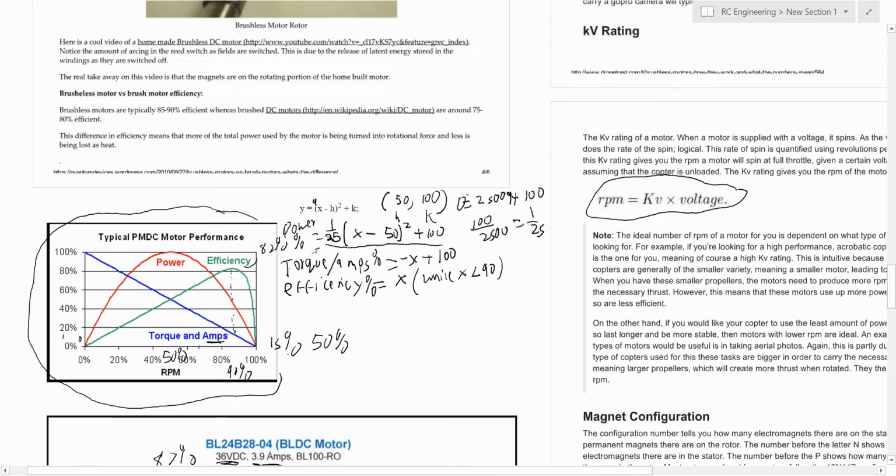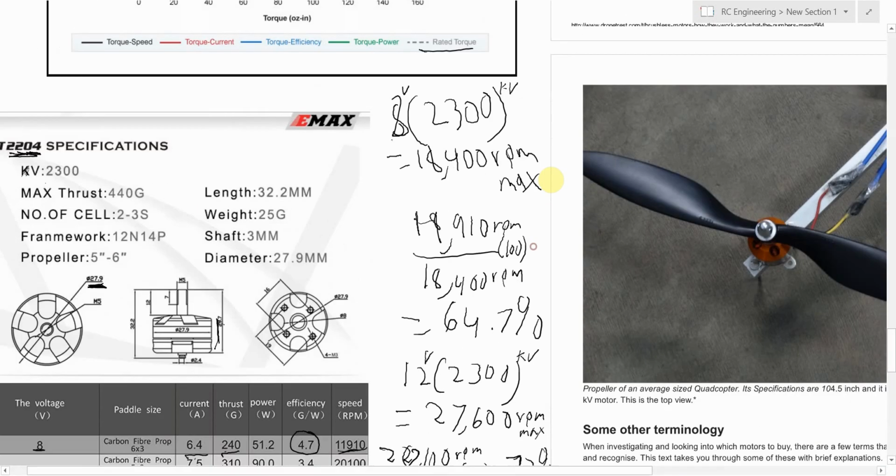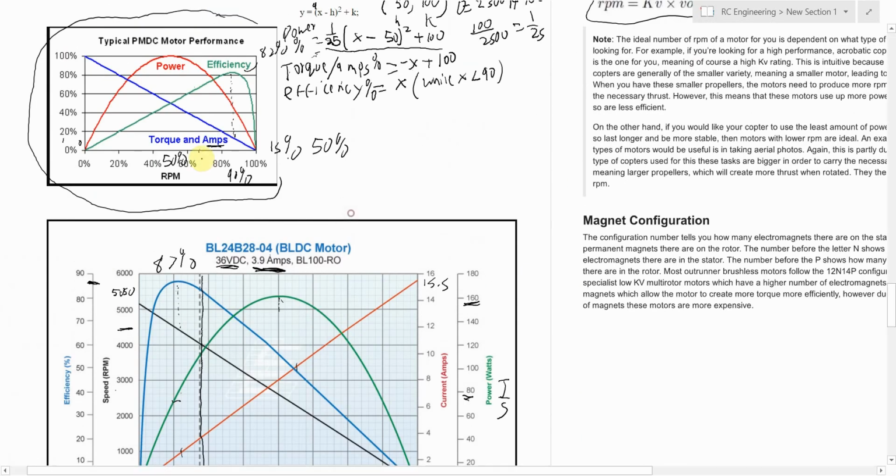So let's go ahead and go to our rule of thumb graph. With 65%, that means that we're somewhere around here. Let's look at where we are. So here we see, using our graph, negative 65 plus 100 is equal to 35. So we're at 35% of our total torque.